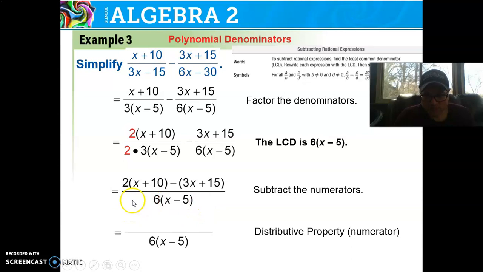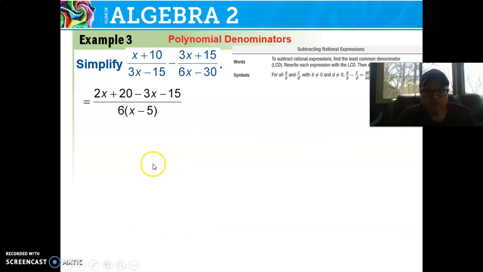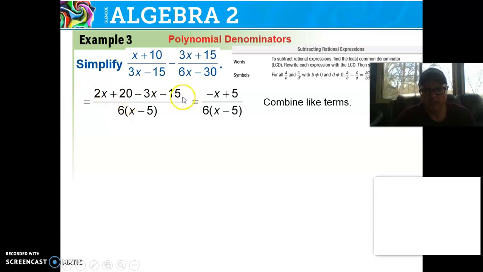We can use the distributive property on the numerator, giving us 2x plus 20 minus 3x minus 15, making sure we distribute the negative sign here. And then continuing, we can combine like terms. 2x minus 3x is negative x, 20 minus 15 is 5.